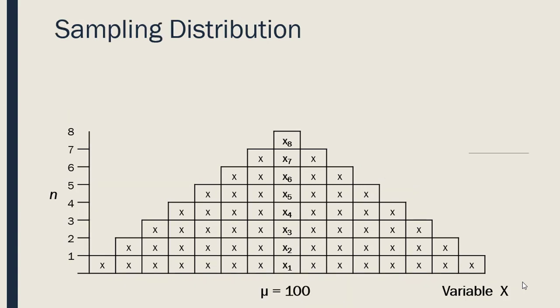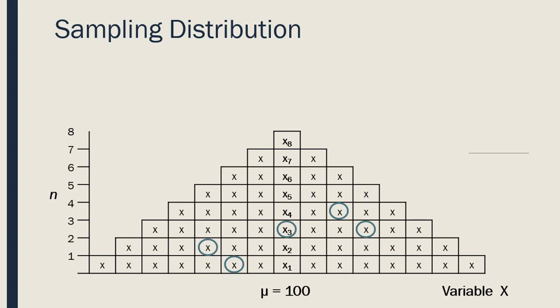The sampling distribution is created by repeatedly taking samples from the population. So here we have a population distribution with a mean of 100, and we will take 5 scores from this population in order to create a randomly selected sample. So the first score that we randomly select is x3 with a value of 100. We then select 4 more scores to create our first sample.